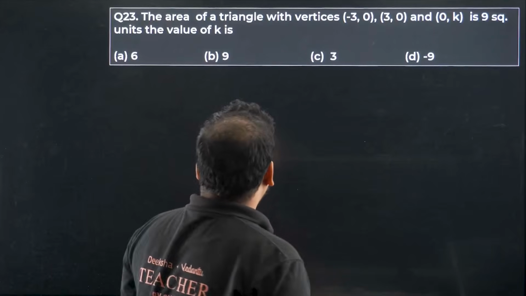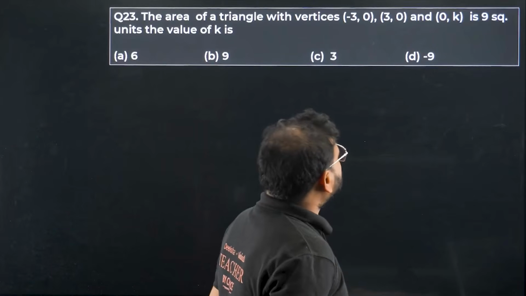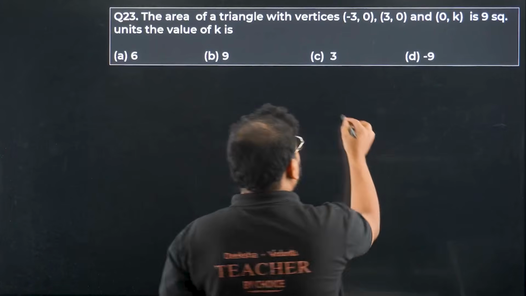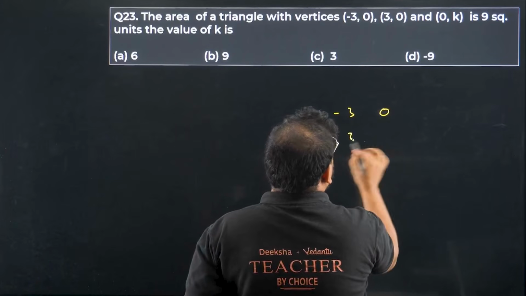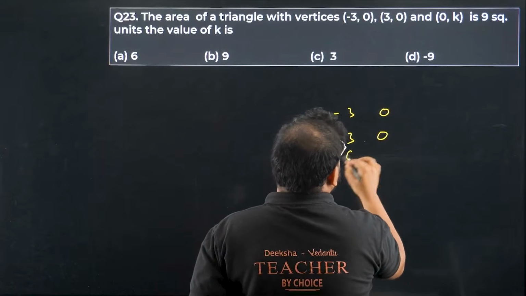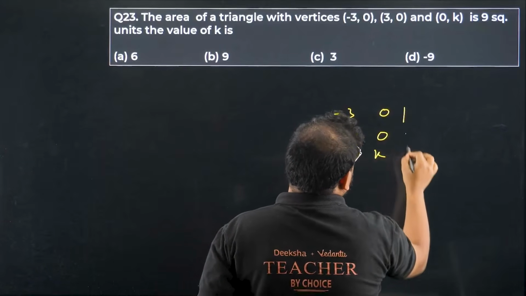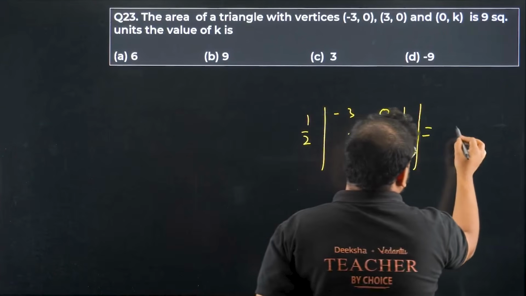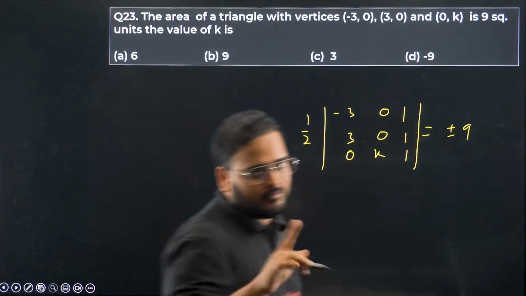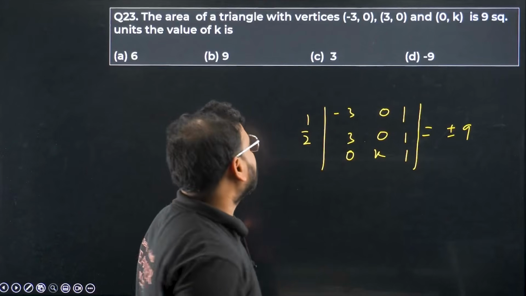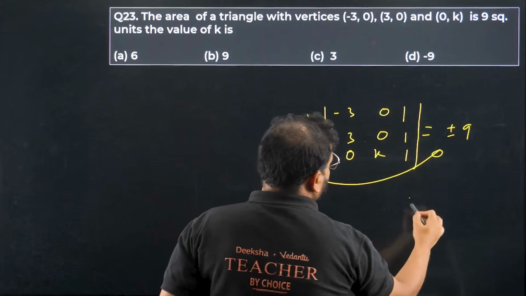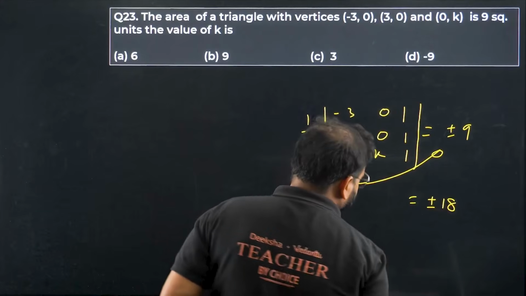All right. The area of the triangle with the vertices (minus 3, 0), (3, 0) and (0, k) is 9 square units. We have done a question like this so many times. Rows: minus 3, 0, 1; 3, 0, 1; 0, k, 1. Area means 1 by 2 times the determinant. Here it has to be plus minus 9. I told you that because of the area, both plus and minus signs should come. Move this 2 first over here. We get plus minus 18.